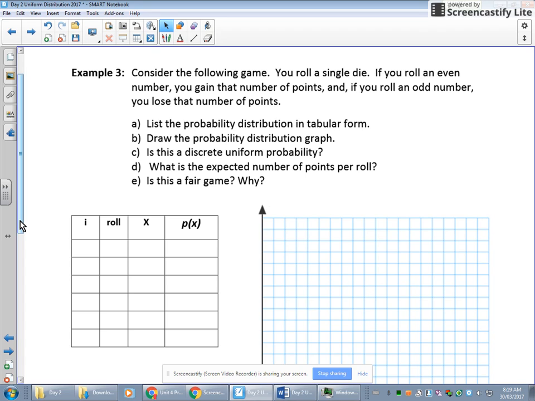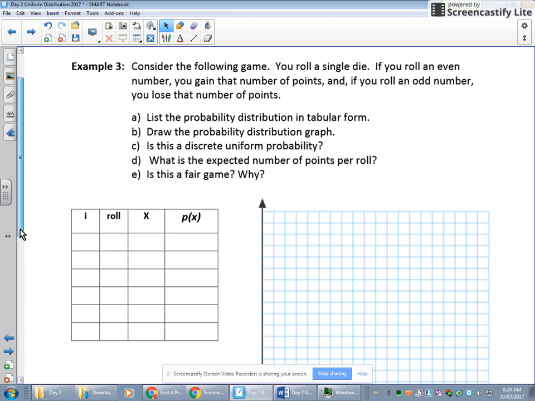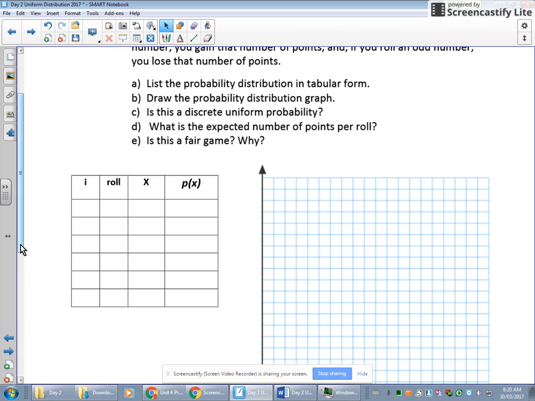So we're asked to list the probability distribution in tabular form, to draw the probability distribution graph, make a decision as to whether or not this is discrete uniform probability. What is the expected number of points per roll? And is this a fair game? Why or why not?